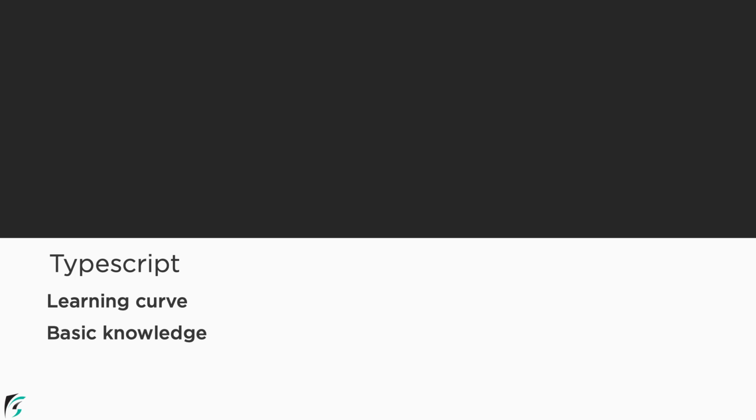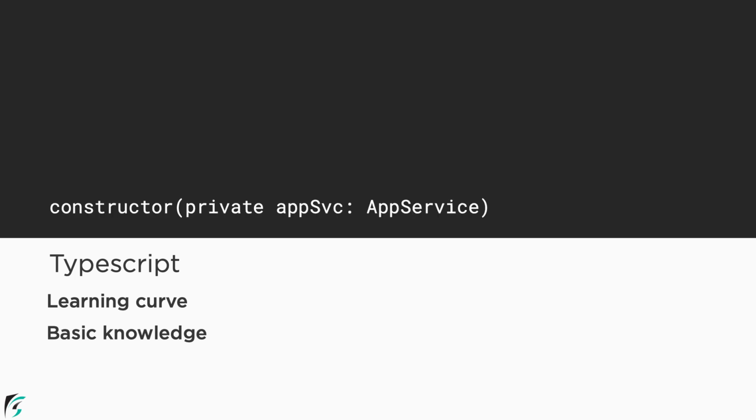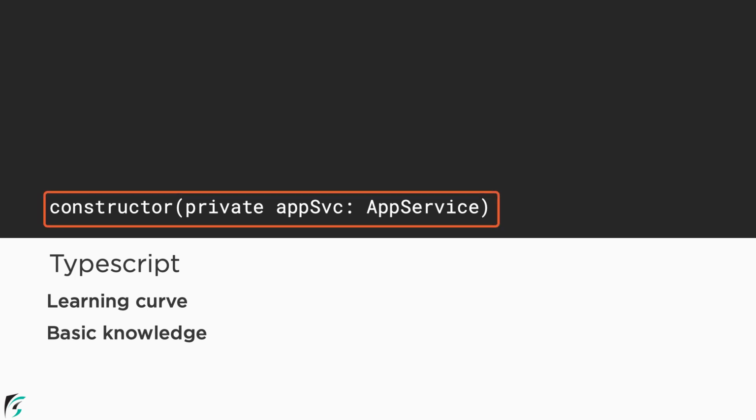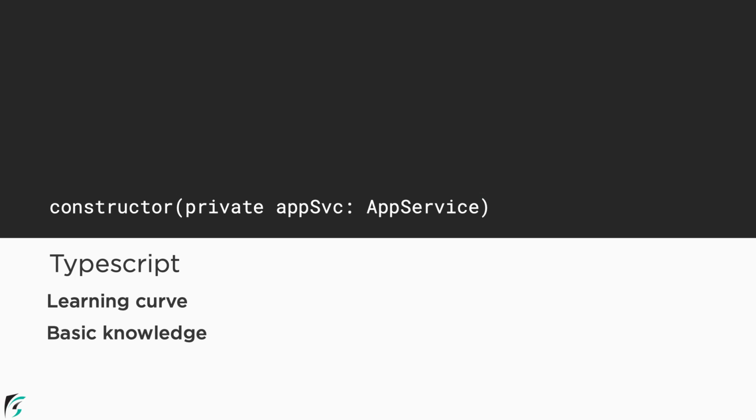The most important thing to learn about TypeScript is how it gives types to the identifiers. In this example, we have the constructor for which the parameter appSvc has been marked with the type of AppService, which is a class. This is the basic of TypeScript, but this foreign syntax can easily confuse you if you are not used to seeing it.